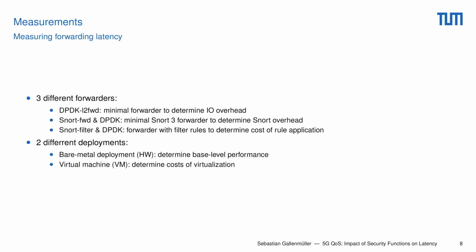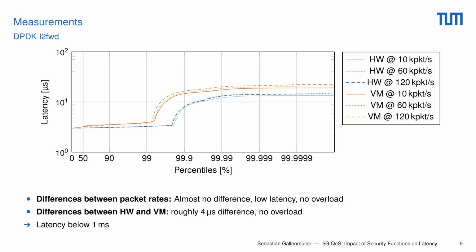We measure these 3 forwarders again in 2 different deployments. One deployment being the bare metal deployment and the other the virtualized deployment in a virtual machine, so that we can determine the costs between hardware and virtual deployment. This measurement plot shows the DPDK-based forwarder. The plot on the y-axis shows the latency, and on the x-axis shows the actual percentiles which we measured. It also shows in orange the VM deployment and in blue the hardware deployment, and the different lines symbolize different throughput rates at which we measured.